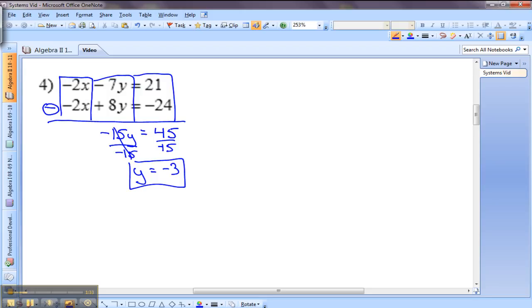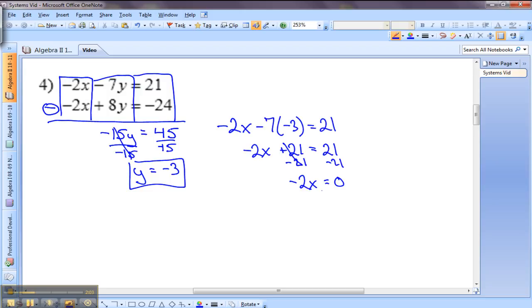Again, to find the corresponding x value, we substitute our negative 3 into either of the two original equations. I will use the first equation, negative 2x minus 7 times negative 3 is equal to 21. Simplifying, we get negative 2x plus 21 equals 21. When we subtract 21 from both sides, we see negative 2x equals 0. Therefore, x is equal to 0 when we divide both sides by negative 2. And we have our x value.